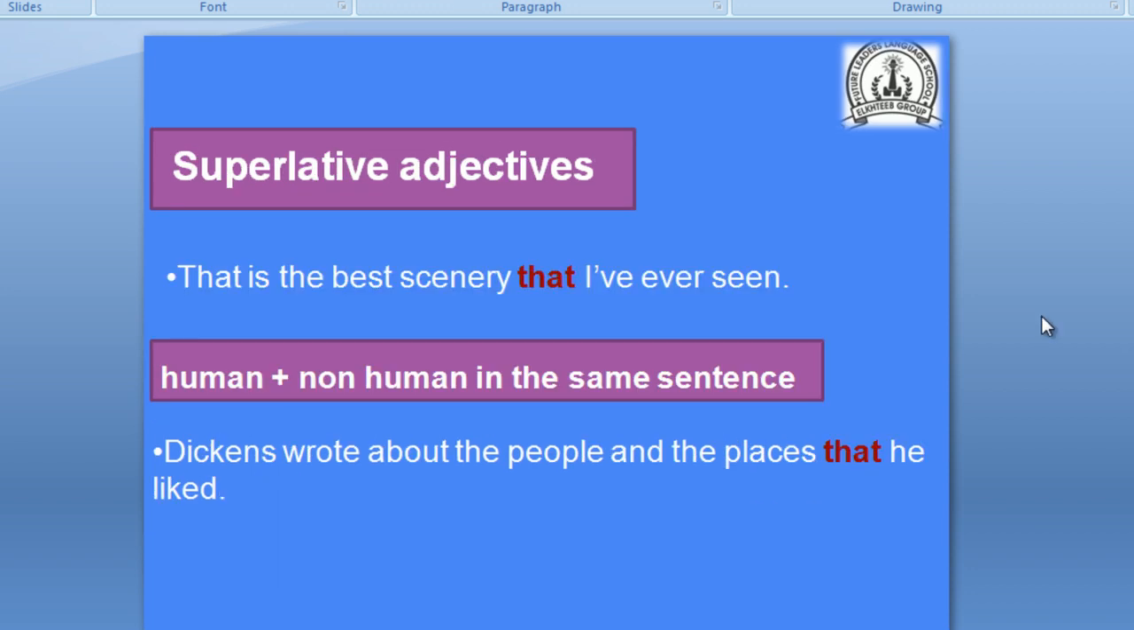We use that with the superlative adjectives. That is the best scenery that I've ever seen. It's preferable to use that, not which. We use that when we talk about human and non-human in the same sentence. Dickens wrote about the people and the places that he liked. Human people and non-human places. Use that.